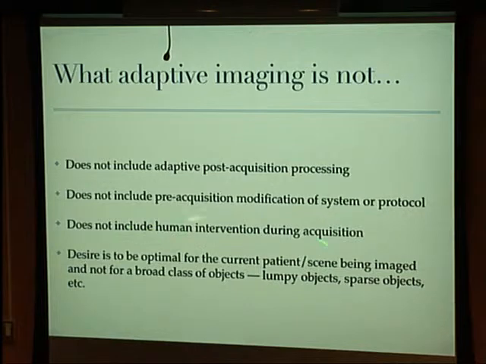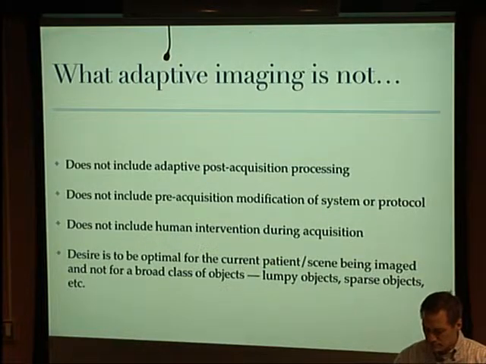We're not including human intervention during acquisition. It has to be autonomous. And the desire here is to be optimal for the current patient or the scene being imaged, and not for a broad class of objects. And so really the goal here is patient-specific imaging or object-specific imaging.